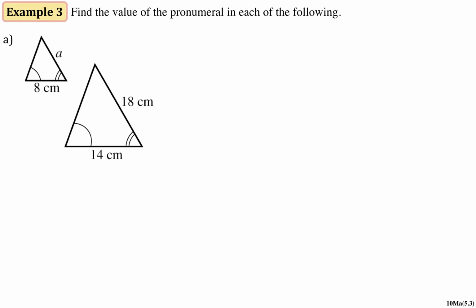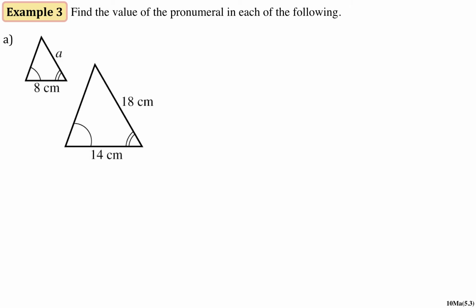Okay, example number 3. It's broken into 2 parts. Now, looking at these shapes, I'm not actually interested in showing that these are similar triangles, but those 2 angles would match up because I've got 2 curved and 2 double curved, so they match up. They're similar shapes. I should have said in the question, find the value of the pronumeral in each where the shapes are similar.